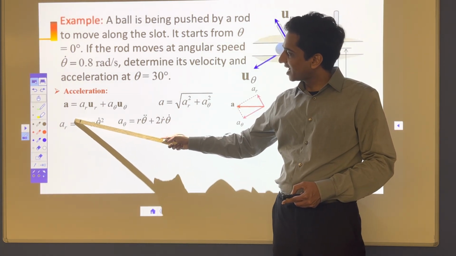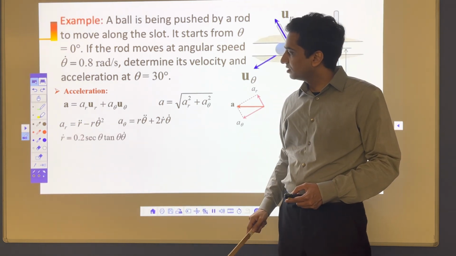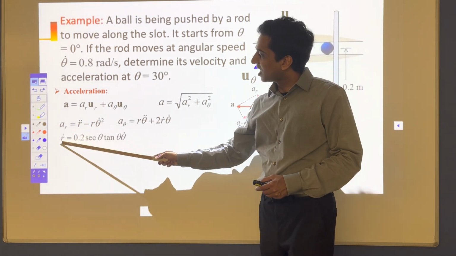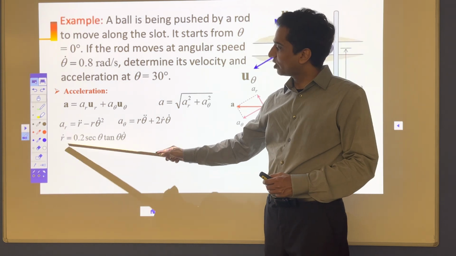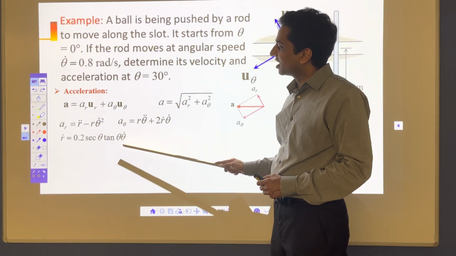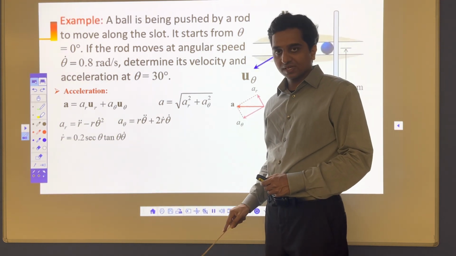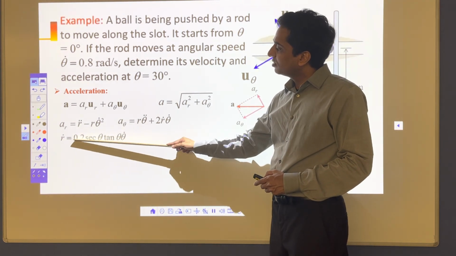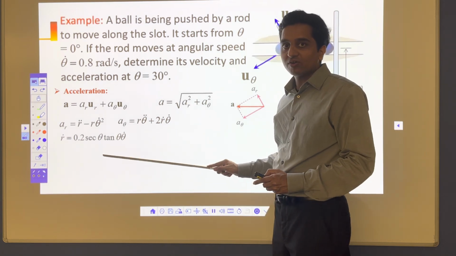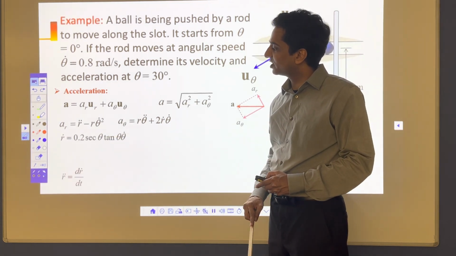So let's start with this one, r double dot. First we have to find out this r double dot. Last time we already did r dot, dr by dt is 0.2 sec theta tan theta into theta dot. We already have r dot. Now we have to find the derivative of this r dot one more time, it means differentiate it with time one more time.